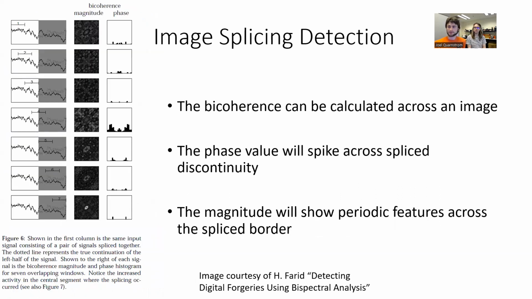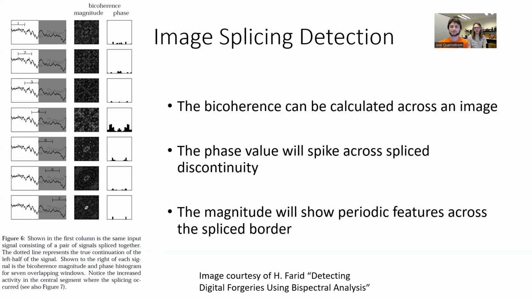So if you take an image and you compute this bicoherence across different windows in the image, you'll be able to see how nonlinear that section is. And so for this image that is shown on the left, on the left half of each of those signals is the original image. On the right half is a spliced signal. And so the discontinuity there in the center, whenever the window of the bicoherence is over that spliced area, the phase plot peaks and the magnitude plot changes in pattern.